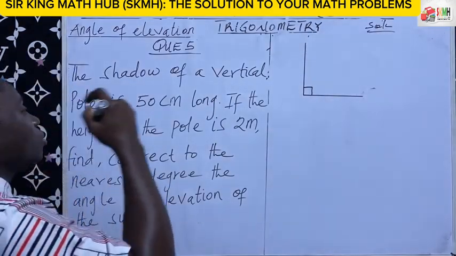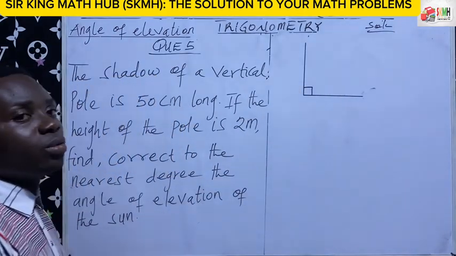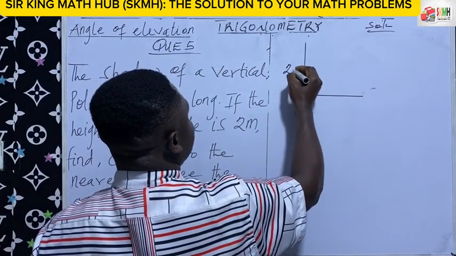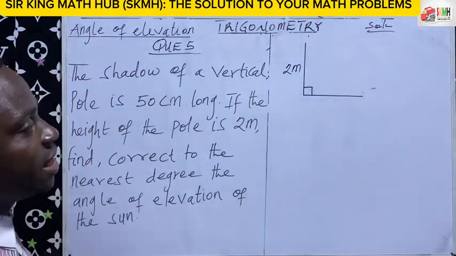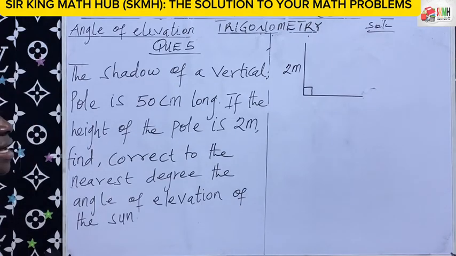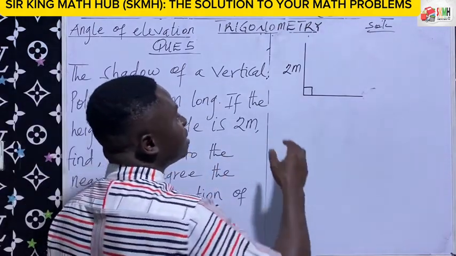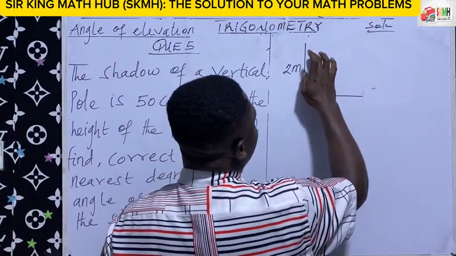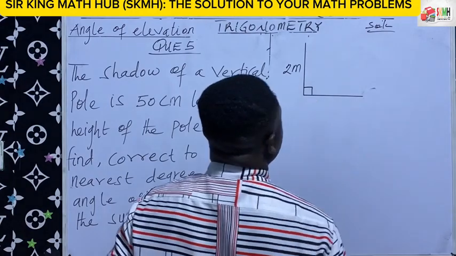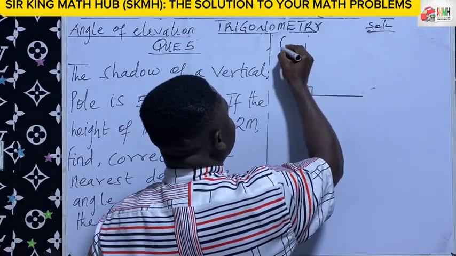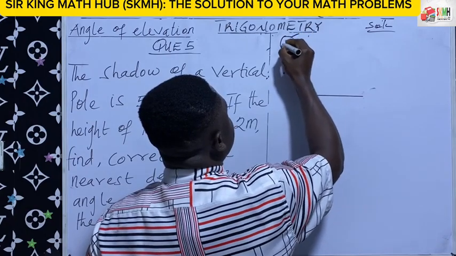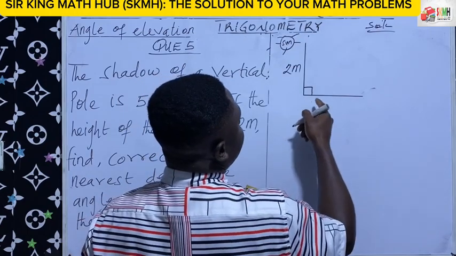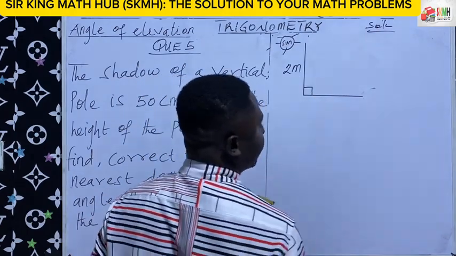Now, where do we locate the shadow of the pole? There is a vertical pole. From the question, the height of the pole was given as 2 meters. And where do we place the shadow of this pole? Obviously the shadow will lie on the ground, provided, let's say, we have the sun here.